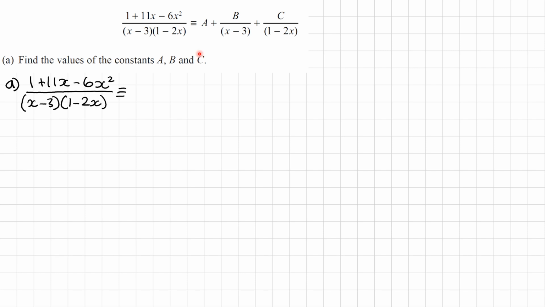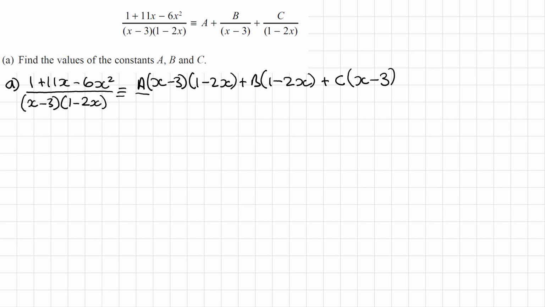Now what we want is all of these terms to have the same denominator as the left hand side. So that means that A needs to get multiplied by x minus 3 and 1 minus 2x. The B over x minus 3 needs to get multiplied top and bottom by 1 minus 2x. And the last partial fraction, the C over 1 minus 2x, needs to get multiplied top and bottom by x minus 3.